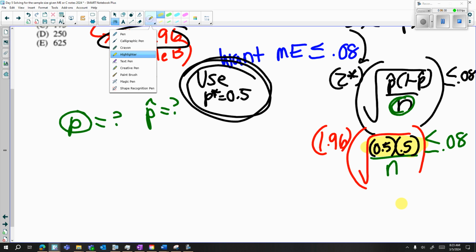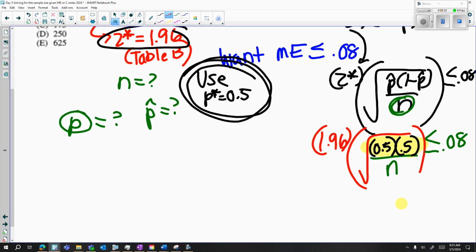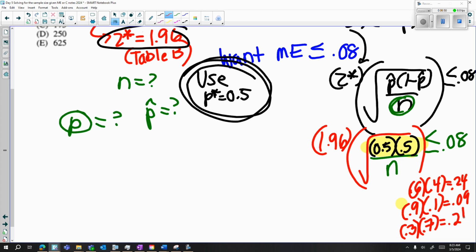Let me show you some combinations of this. 0.6 times 0.4 is 0.24, right? That's less than 0.25. 0.9, the complement would be 0.1. That's going to be 0.09. 0.7, or even if you did 0.3 first, the complement will be 0.7. You're going to get 0.21. So basically, the largest possible margin of error that you will ever obtain is going to be 0.5 times 0.5, which is 0.25. And that is basically overestimating the width of the interval.